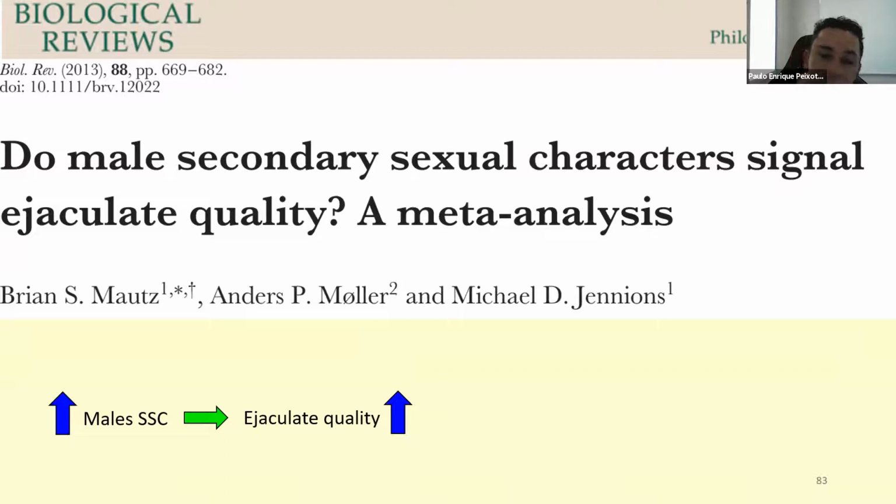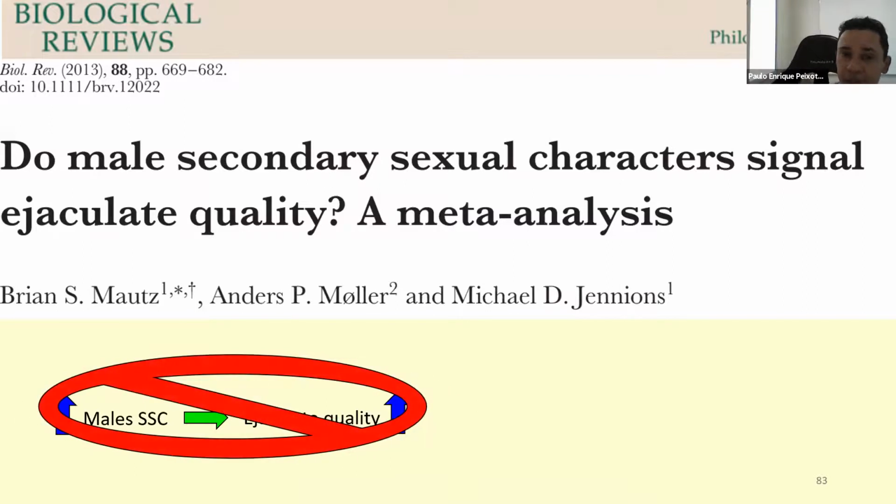And they have 4 different estimators of ejaculate quality here. One of them was the sperm volume. And by using a great number of articles to perform this meta-analysis, including the last article that I just presented to you, they also did not find any relationship. So probably I would be crying here again.